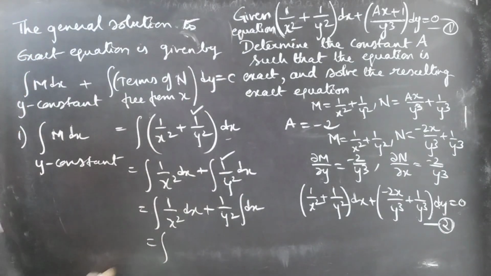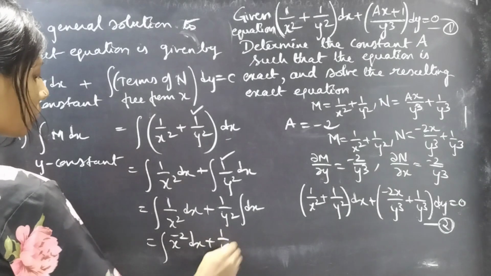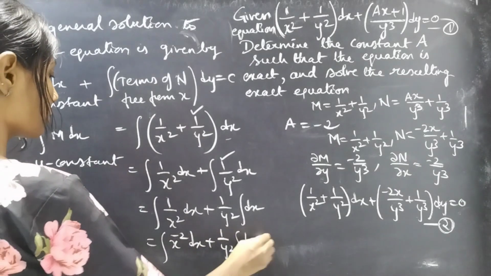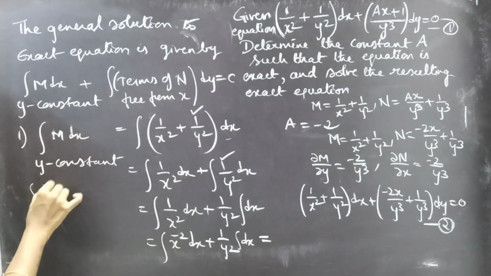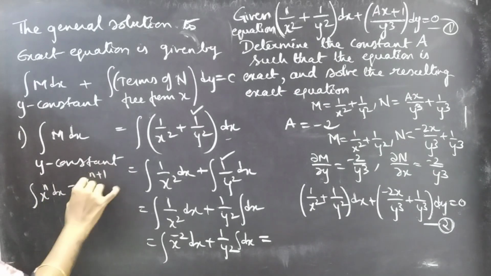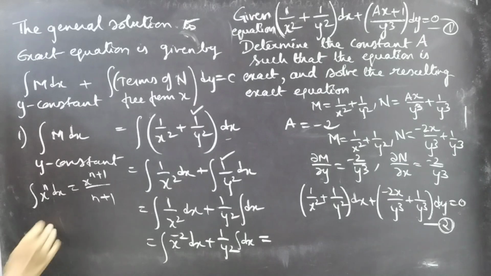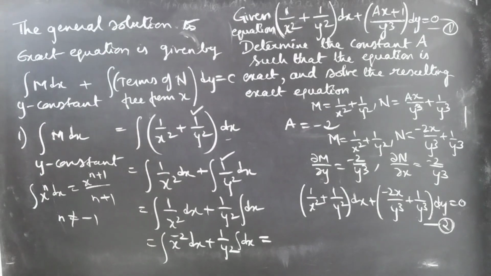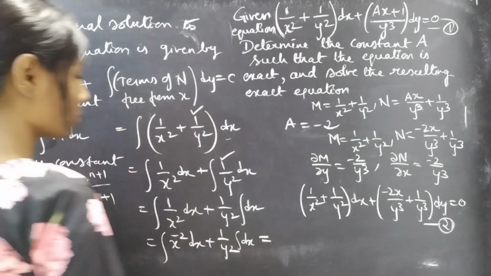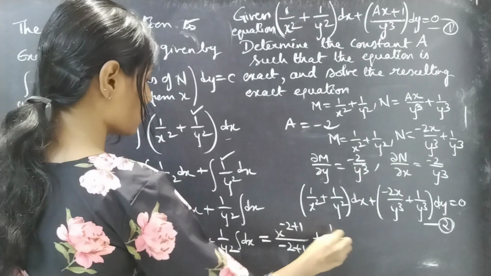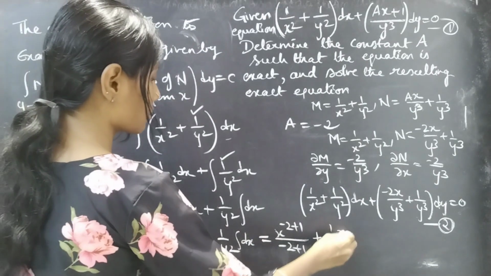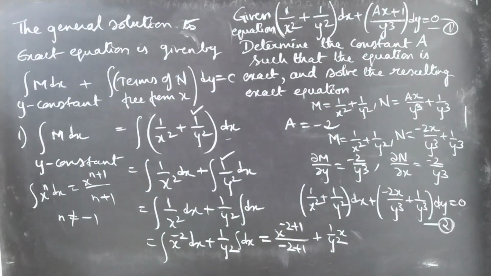This is equal to the integral of x^(-2) dx, writing 1/x² as x to the power minus 2, plus 1/y² times the integral of dx. We know that the integral of x^n dx equals x^(n+1)/(n+1) for n not equal to minus 1. For n equal to minus 2, we get x^(-2+1)/(-2+1) plus 1/y² times the integral of dx, which is x.